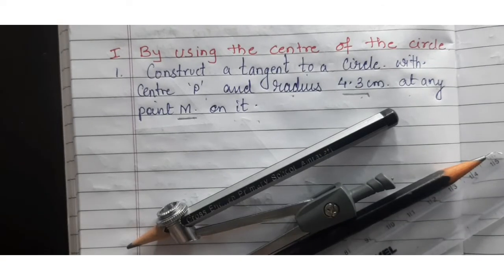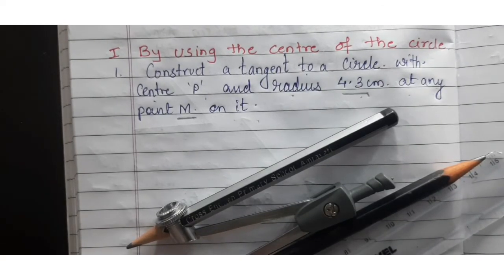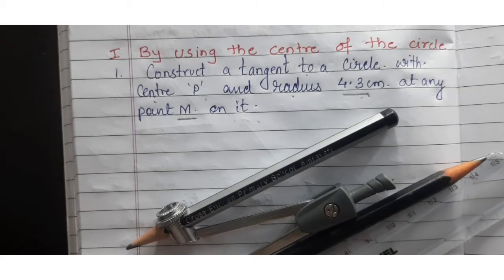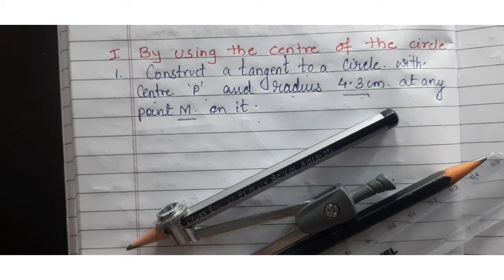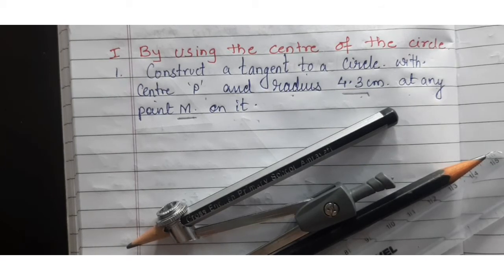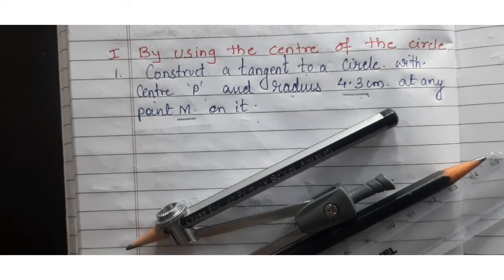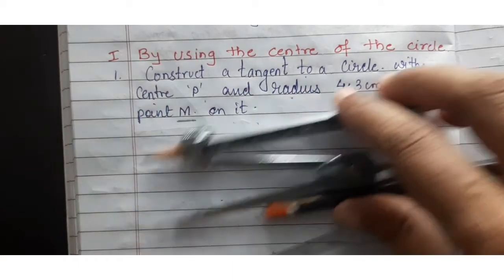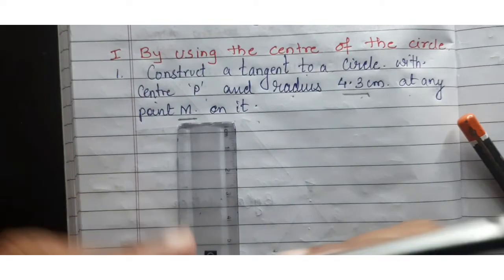So the construction can be done in two ways. Either you take the measure of radius 4.3 in the compass directly and draw a circle, or you draw a line segment of 4.3 and take that measure in your compass and then draw the circle. Whichever you are comfortable with, you go with that. Both ways we are going to do. First I'll do it directly, then in the second construction I'll tell you how to do it with a segment. So very first thing, 4.3 I have to take.